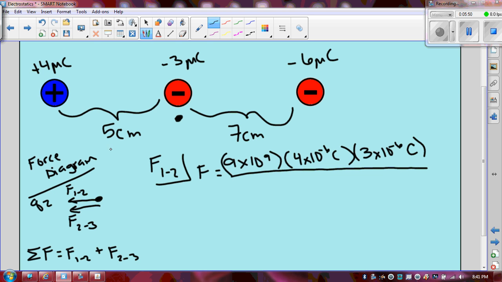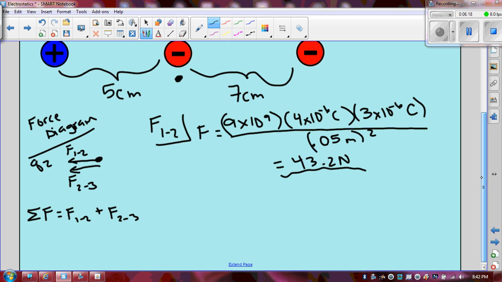And then it is separated by a distance of 0.05 meters, and then we square that. All right, so let's go ahead and calculate that real quick. Okay, so the force that's experienced between charge 1 and 2 ends up being 43.2 newtons. I'm going to squiggly that so I can remember that.